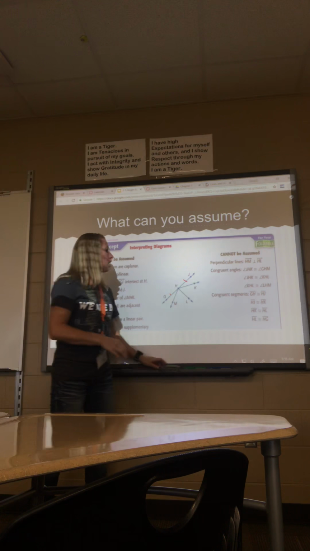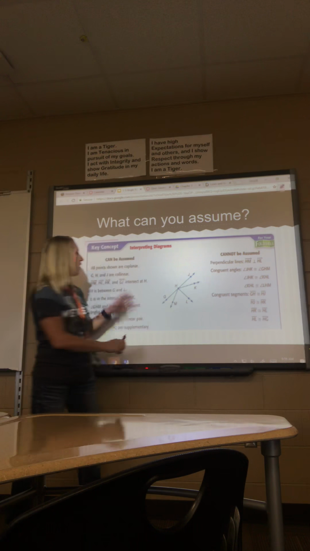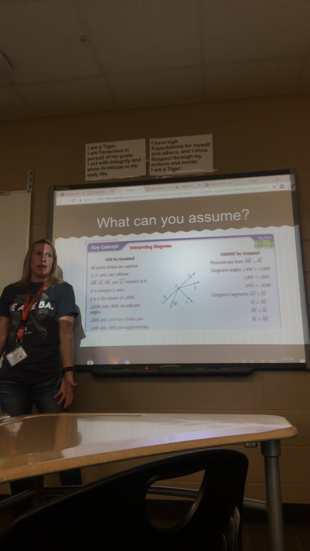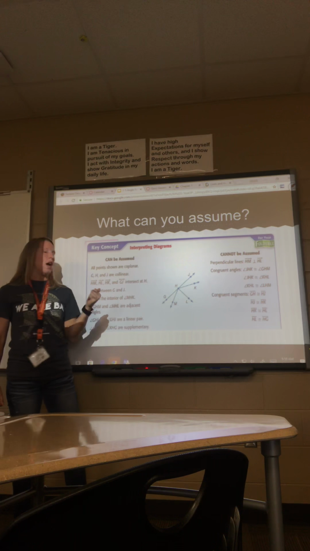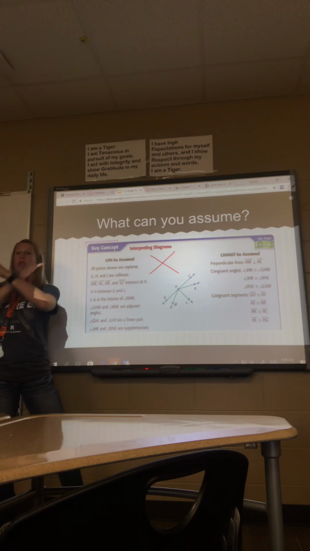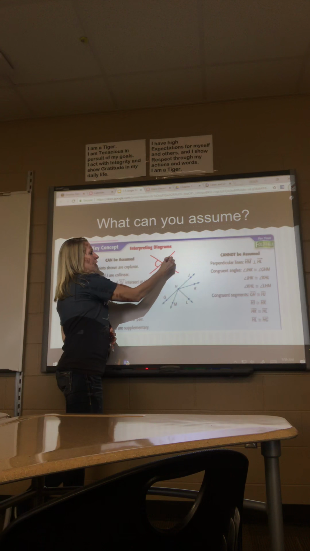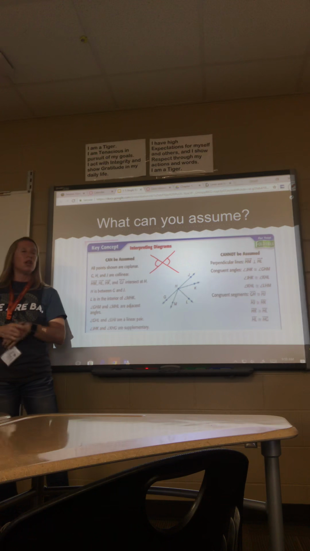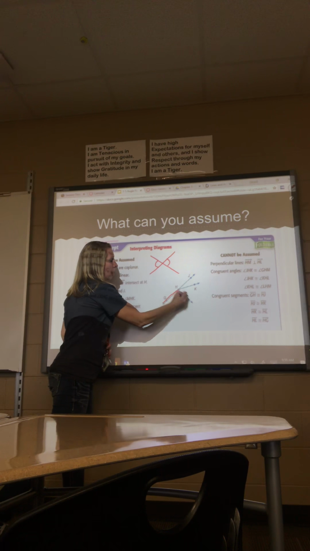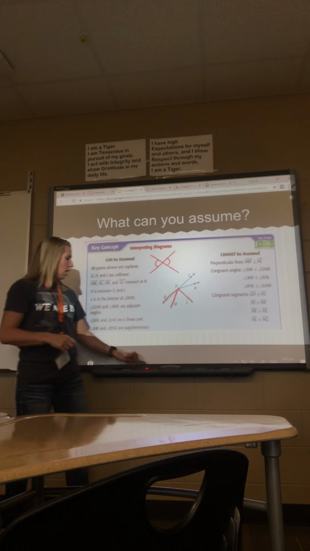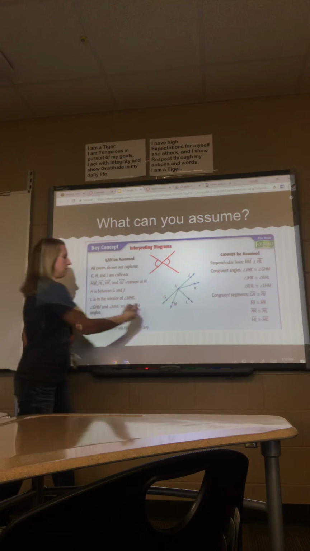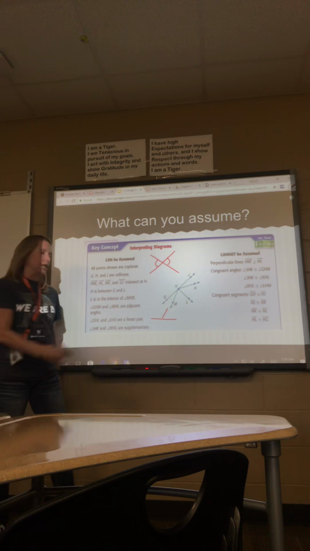You can assume, however, that G, H, and J are collinear because they're on the same line. You can assume that points are on the same line. You can assume vertical angles. If you see a perfect X, those are vertical angles, so you can assume that those angles equal each other. You can assume that angles are adjacent. If they share a side, they are adjacent. You can assume a straight line, so you can assume a linear pair.